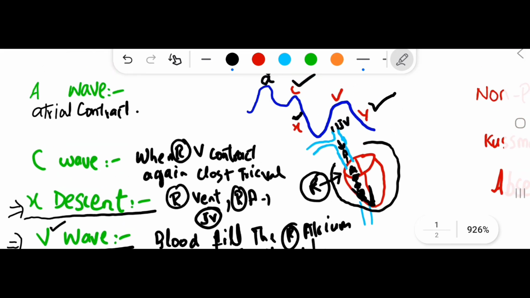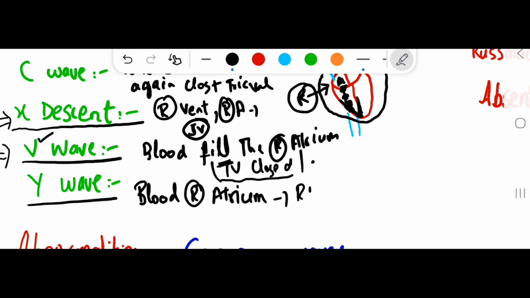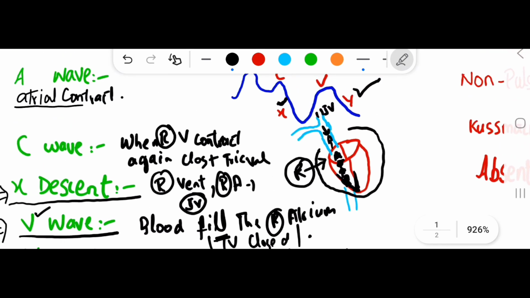Then Y wave. Y wave is actually a descent. Here you can see it is a descent, and it is produced when the blood moves from the right atrium to the right ventricle. So this is a descent when the blood moves from the right atrium to the right ventricle.